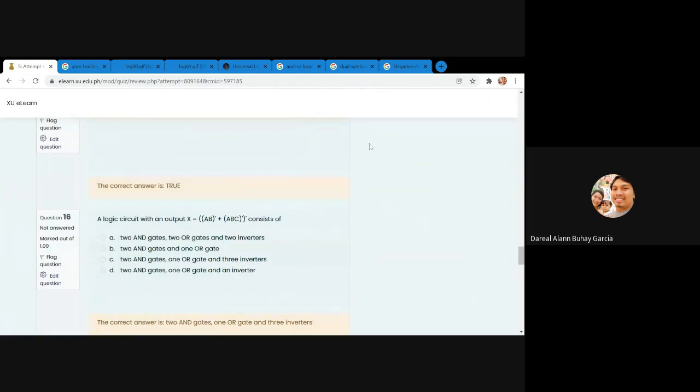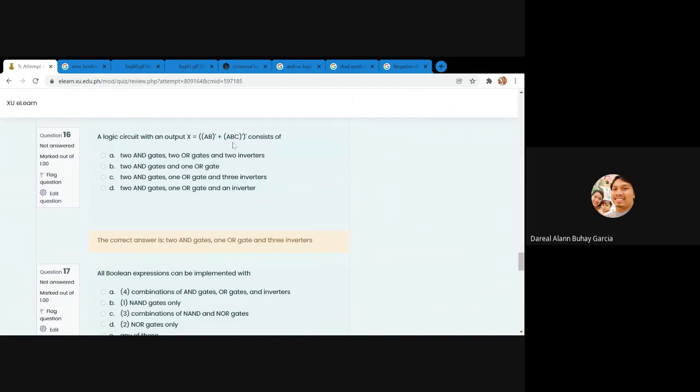A logic circuit with an output consists of three inverters. Pwede mo simplify, no? Yung inverter kaysa output ng ibutang. So, okay, 3 inverters. C answer. Lagi, C. Correct answer is 2 AND gates, 1 OR gate, and 3 inverters.